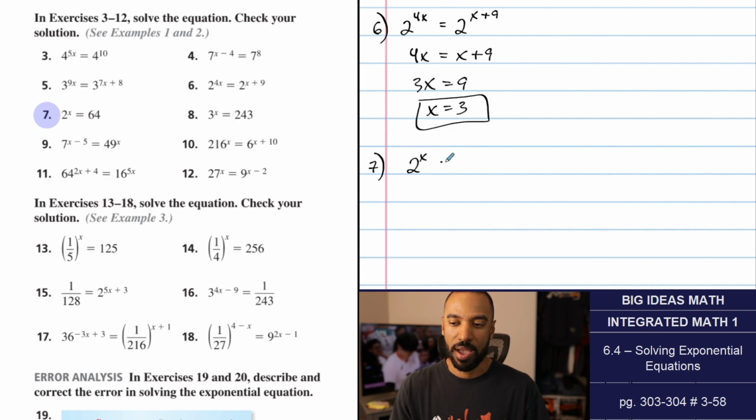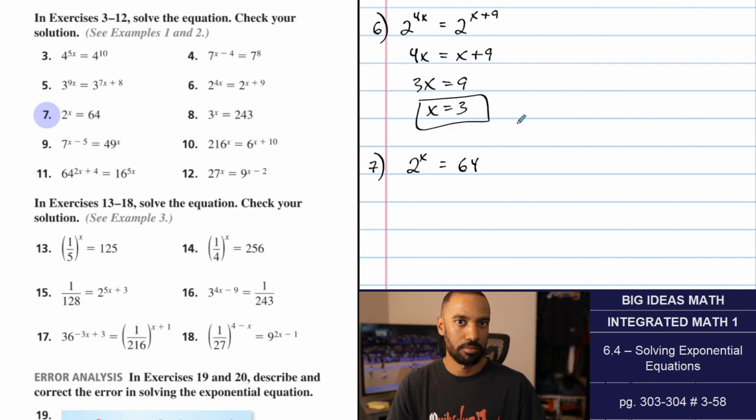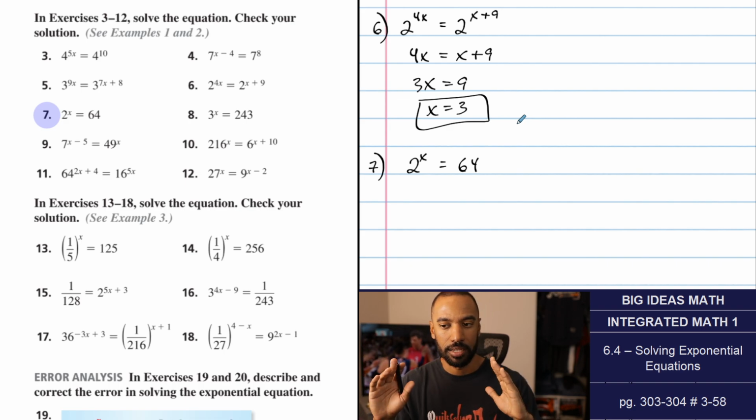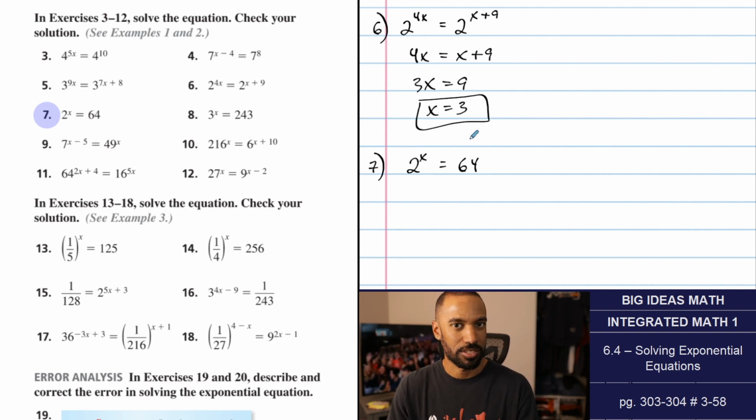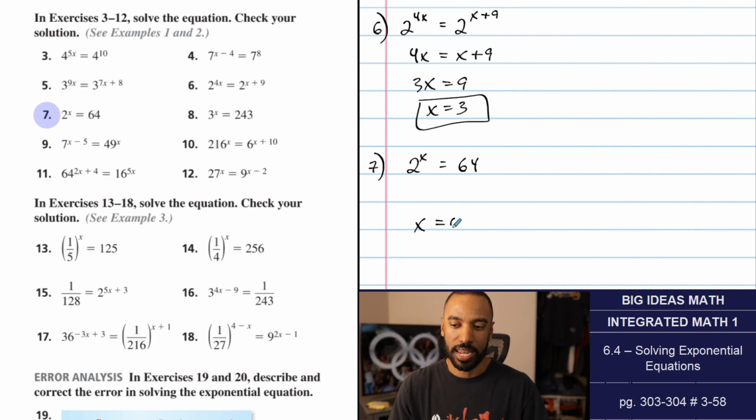We get 2 to the x power equals 64. X doesn't equal 64. This is going to be one of those problems where you sit and go, even if you knew what 2 to what power is 64, which I guess is kind of the goal. Literally that's what they're asking: 2 to what power is 64? The value is 6, right? So some people will go straight into x equals 6.